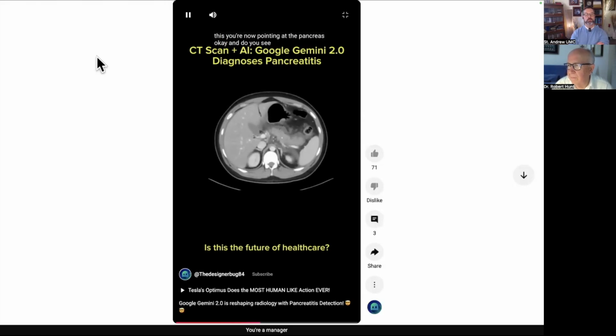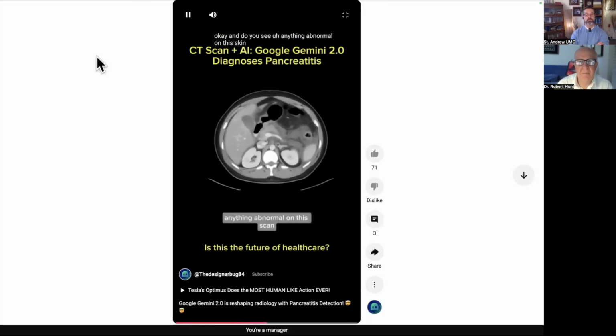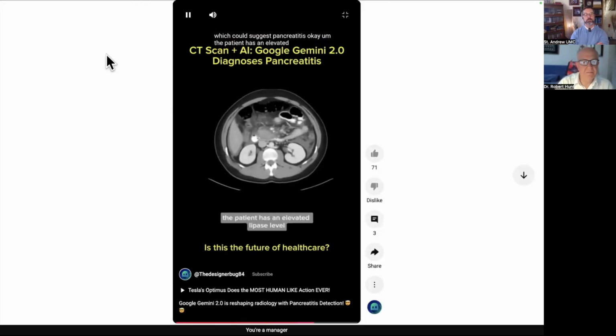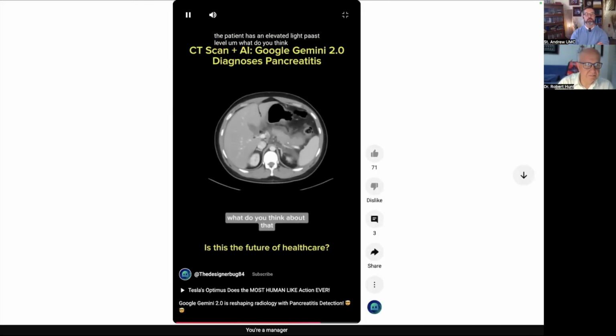Okay, and do you see anything abnormal on this scan? Yes, there is a small amount of fluid around the spleen and the pancreas on the scan, which could be a sign of inflammation or injury. Okay, anything else that you notice about the pancreas? The pancreas appears somewhat swollen, which could suggest pancreatitis. Okay, the patient has an elevated lipase level. What do you think about that? Given the elevated lipase levels and the appearance of the pancreas, it is highly suggestive of pancreatitis. Okay, what complications should I be looking for? Based on the scan, you should be looking for complications like pancreatic necrosis, pseudocyst.